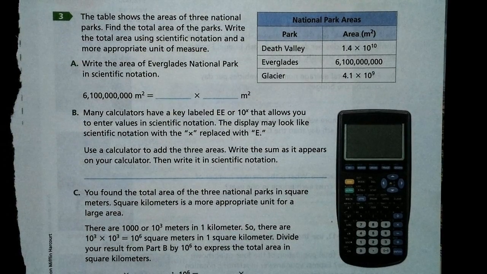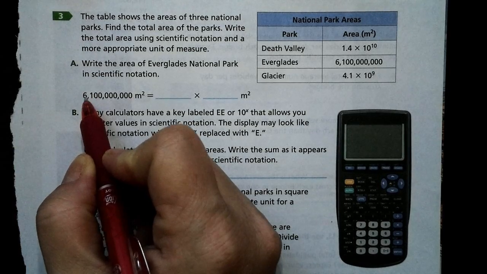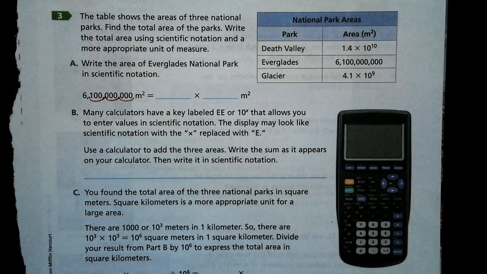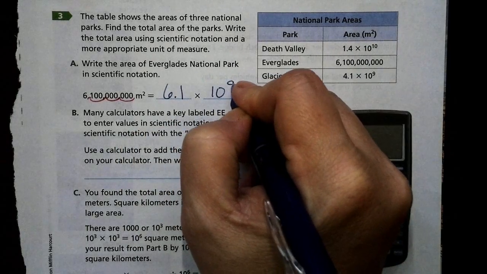And the table shows the areas of 3 national parks. Find the total area of the parks. Write the total area using scientific notation and a more appropriate unit of measure. Part A says write the area of Everglades National Park in scientific notation. So remember, we need to have our decimal behind the first non-zero number. So we need to move it to where it's between the 6 and the 1. So we would have to move it 3, 6, 9 times. So that's going to be our exponent. So we have 6.1 times 10 to the 9th power.